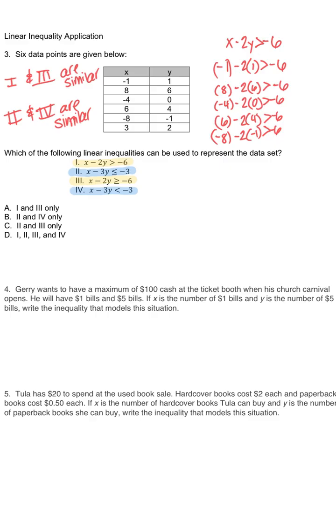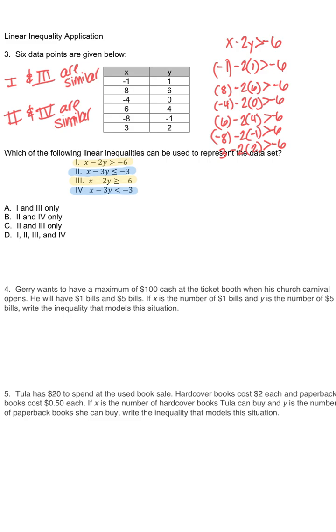And then I have 3, minus 2 times 2 is greater than negative 6. Let me see if I can shrink this down. Will it let me? Probably not. So we'll just have to read over those.